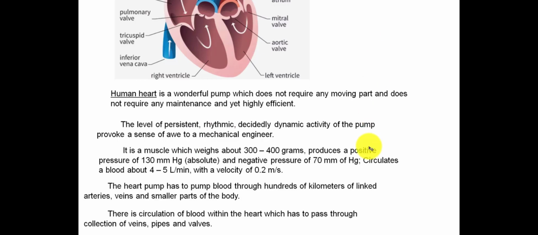Okay? Now there is a circulation of blood within the heart which has to pass through a collection of veins, pipes, and valves. So yung mga ugat natin, there are passes. In actual, yung mga veins na yun are, in industry use, yung mga pipes, okay, mga tubo.